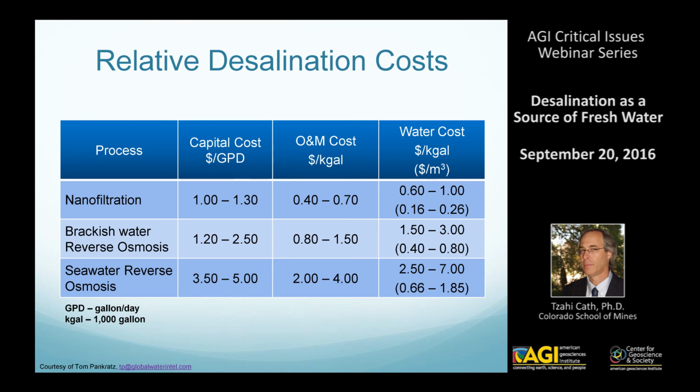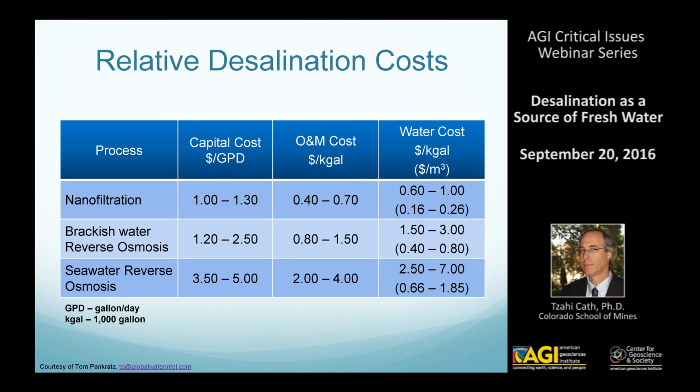When we look at the cost of desalination, it is a highly variable cost. Here we break it into the capital costs, based on gallons per day installed, and the operating and maintenance costs, based on per 1,000 gallons of water produced. That gives you a cost per meter cubed, or 1,000 gallons, going between 20 cents per cubic meter for nanofiltration and up to $2 per meter cubed for seawater reverse osmosis, which can be pretty high.